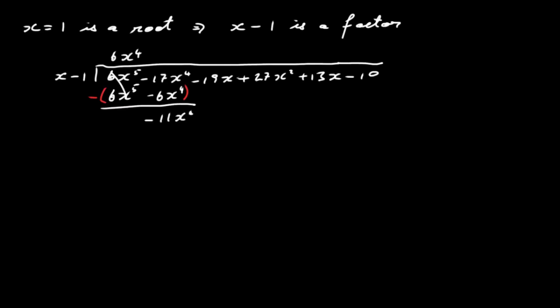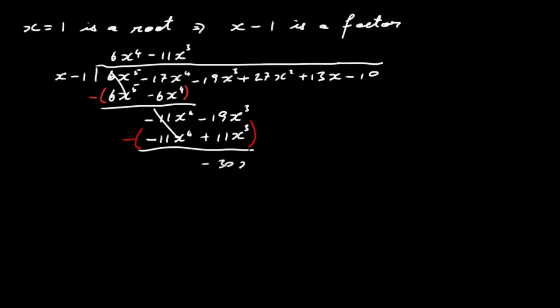I'm going to bring down the minus 19x cubed and start all over again. X into minus 11x to the power of 4 is minus 11x cubed. Multiply, so you get minus 11x to the power of 4, minus minus is plus 11x cubed. This should be a 19x cubed here, by the way. So let's just subtract this, and this is minus 19x cubed here. So this will disappear, this here becomes a minus, so we end up with minus 30x cubed. Okay, so now we're going to bring down the plus 27x squared and start again.